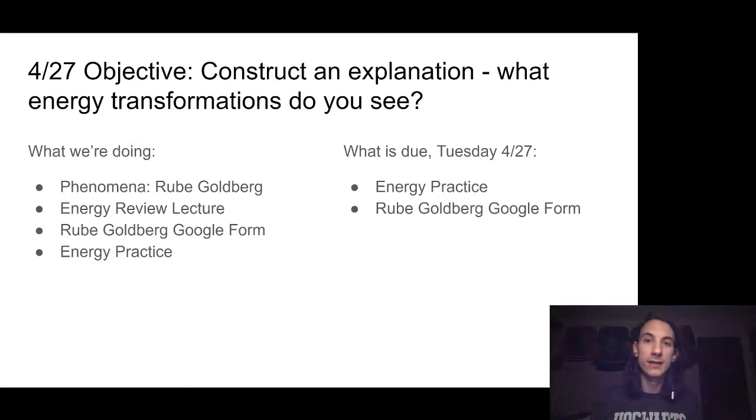So what we're looking at today is trying to construct an explanation, trying to explain what we see based on energy transformations. I'll get to that in a second. So what we're going to do is watch this cool Rube Goldberg video, which will be our guiding phenomena. Energy transformation shows up during this Rube Goldberg, which we'll look at in a second. So how does this work? How can we explain what we're seeing based on energy transfer?